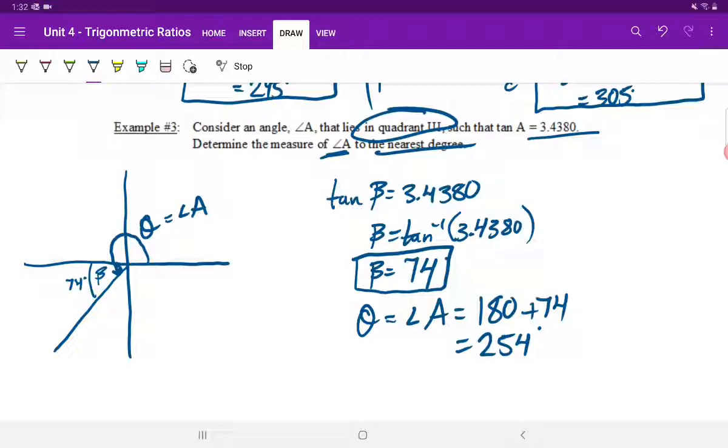Okay, so that concludes lesson 1.3. It's very similar to 1.2. The only difference is we're given the ratio, we're given the right side of the equation, and we have to find the angle.